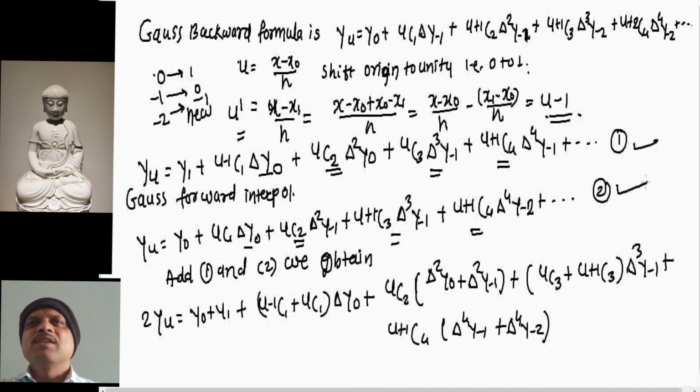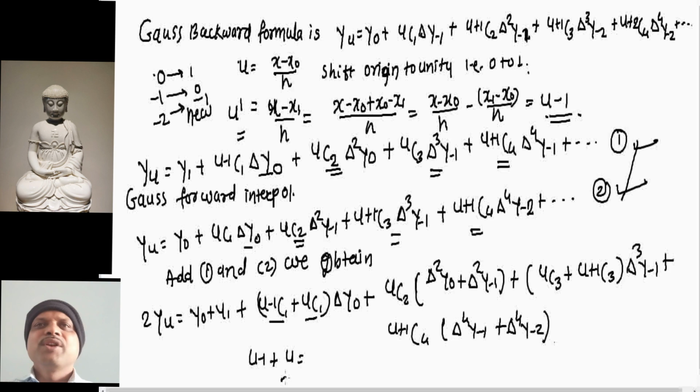We have written the Gauss forward interpolation formula, then we have added these two equations and we get this new equation. So u minus 1 C1 means u minus 1, and u C1 means we have u. So here we get 2u minus 1. Hence let us write this formula in simplified form.